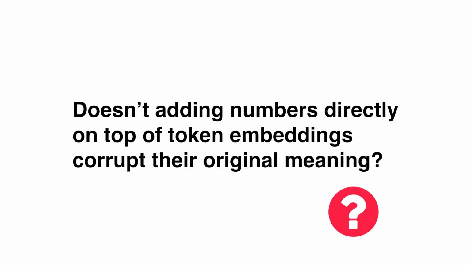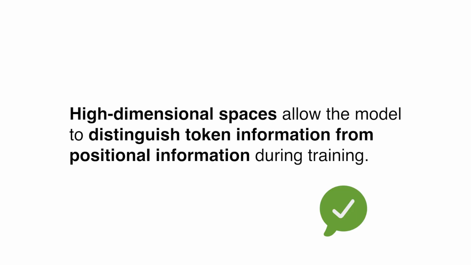Now you might ask, doesn't adding numbers directly on top of our word embeddings corrupt the original meaning of the word? The magic happens in high-dimensional space. Because vectors in high-dimensional spaces have immense capacity, the model learns during training to reserve certain subdimensions for what the word is and others for where the word is. They coexist cleanly without wiping each other out.